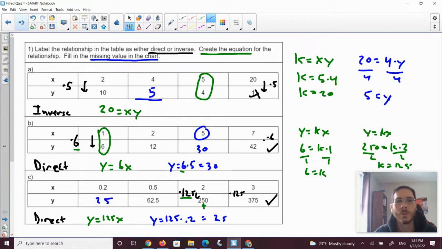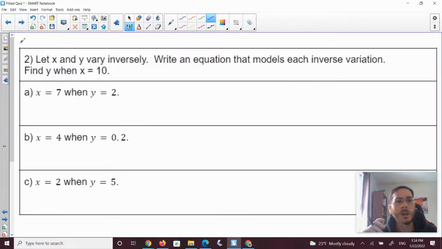All right, for number 2. This time we're going to let x and y vary inversely. So they already tell us we're doing an inverse relationship. So we already know we're going to have to do k equals x times y. So it says write an equation that models each inverse variation. All right, so that seems very similar. That seems like what we did before. We just need to get the equation.